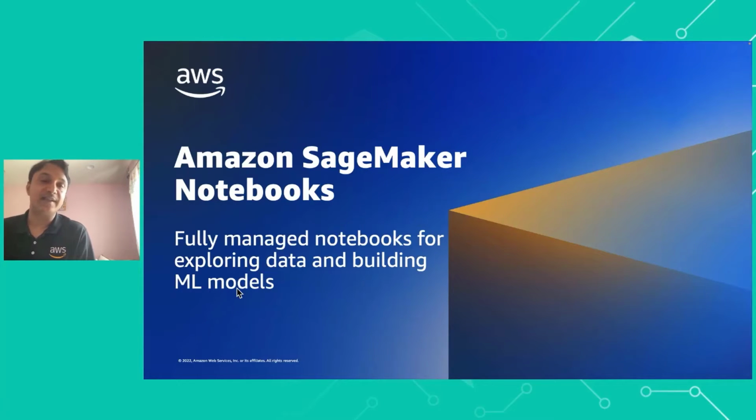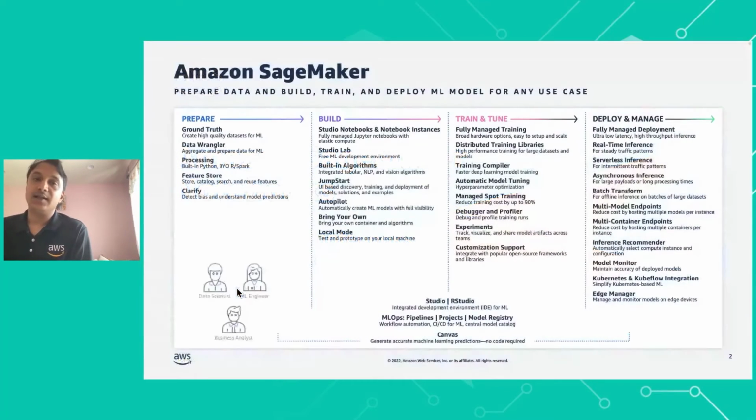What I'll do is I'll kick off things by giving you a quick overview of SageMaker itself. And then get right to discussing our notebook offerings specifically. So SageMaker is a suite of machine learning services and tools that take you all the way from preparing your data, building a machine learning model, training those models, fine-tuning them, and then eventually deploying them and managing those models in production. So on the side of preparing data, you have services such as Ground Truth, Data Wrangler, processing.